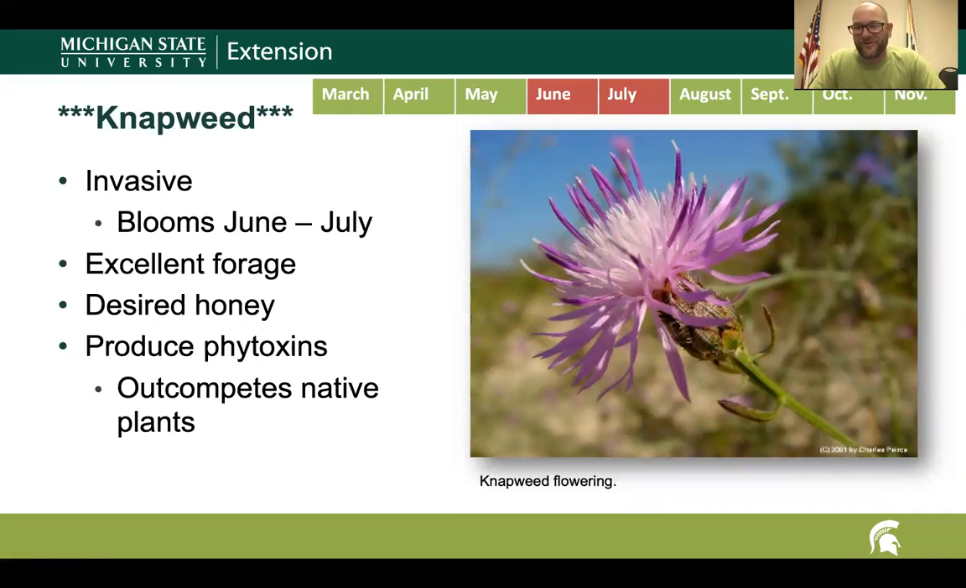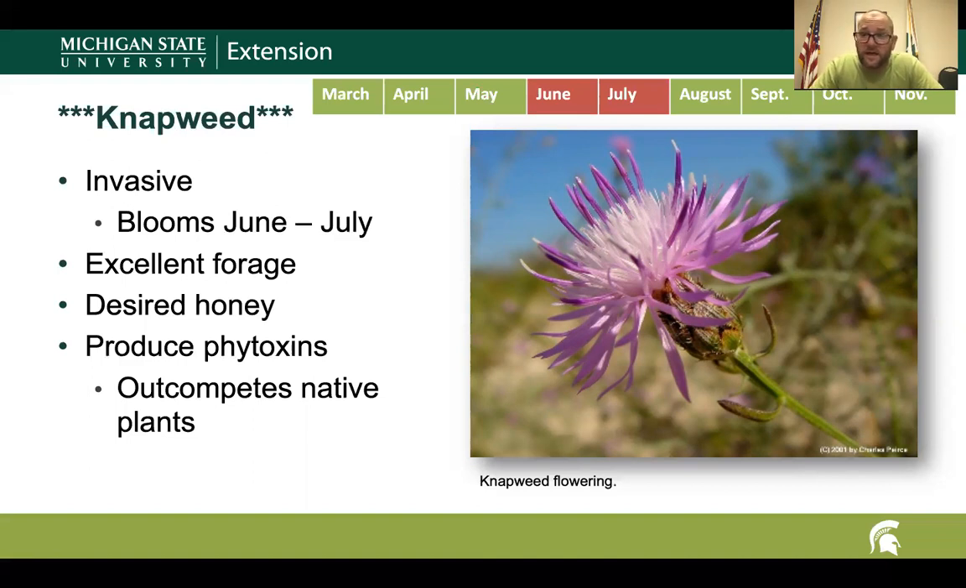Knapweed. So, knapweed, spotted knapweed, also known as star thistle. This is a really interesting plant, and something that beekeepers and conservationists have been battling over for years. So it is invasive, absolutely. Star thistle just really takes over areas. It produces basically toxins in the soil that make it outcompete other plants. So other plants actually can't germinate in the area that star thistle is in. So you will see this take over acreage very, very rapidly.